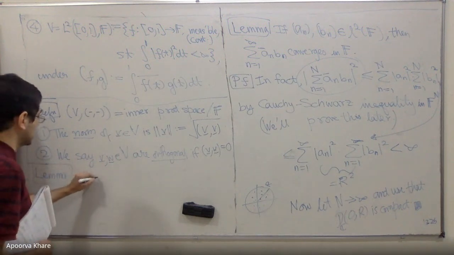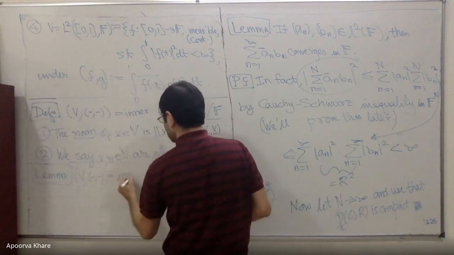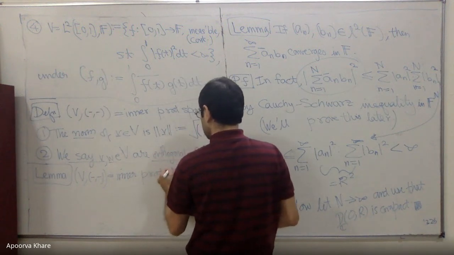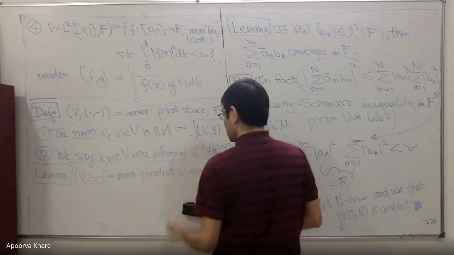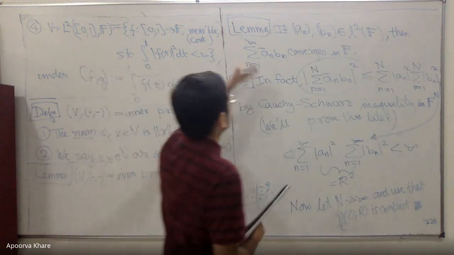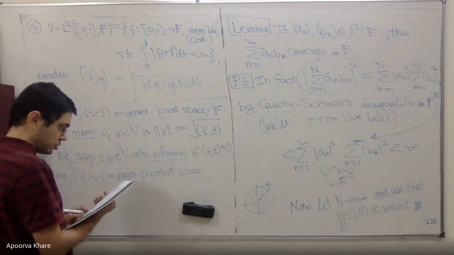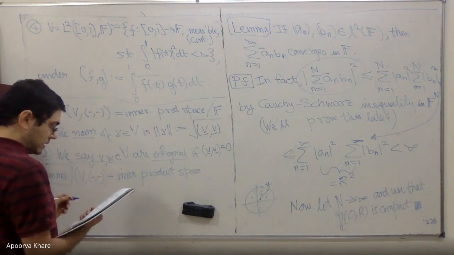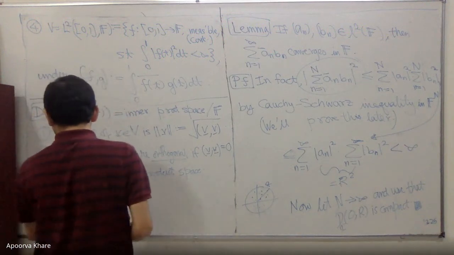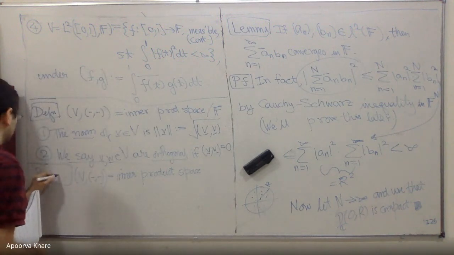Now for some more basic properties. V is an inner product space. Some of the basic properties you already saw. Maybe I should call this a lemma. Actually, this should not be called a lemma. It should be called a proposition, because now we will prove the Cauchy-Schwarz inequality, and we will also prove the triangle inequality.